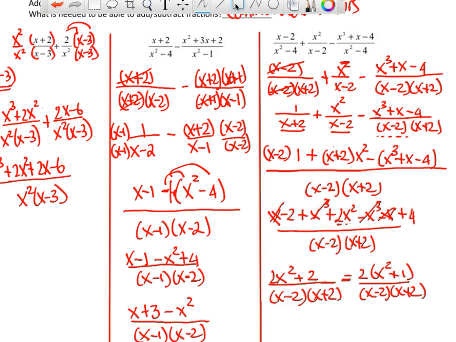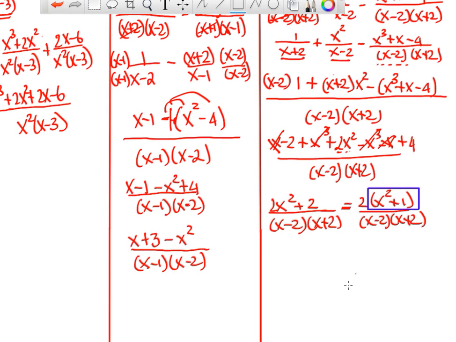I do want to point out that sometimes students get this one a little mixed up. That's an x squared plus 1. That is not a pattern. That's not x squared minus 1. So x squared plus 1 does not factor. So, okay. I hope this makes sense. Thanks.